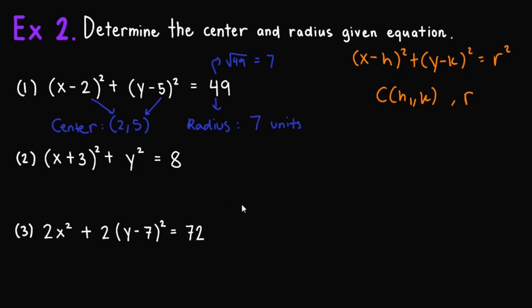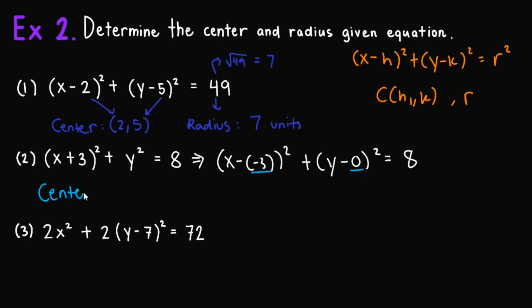In here, take note that we still need to manipulate this form to make it in center radius form. So take note that we can write this as (x − (−3))² + (y − 0)² = 8. And so in here, we can easily see now that the center is given by these points out here. So we have the center to be the point (−3, 0).